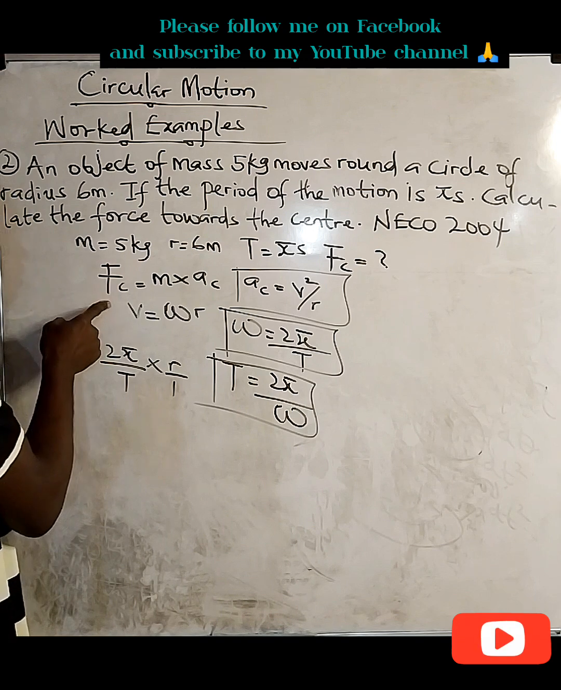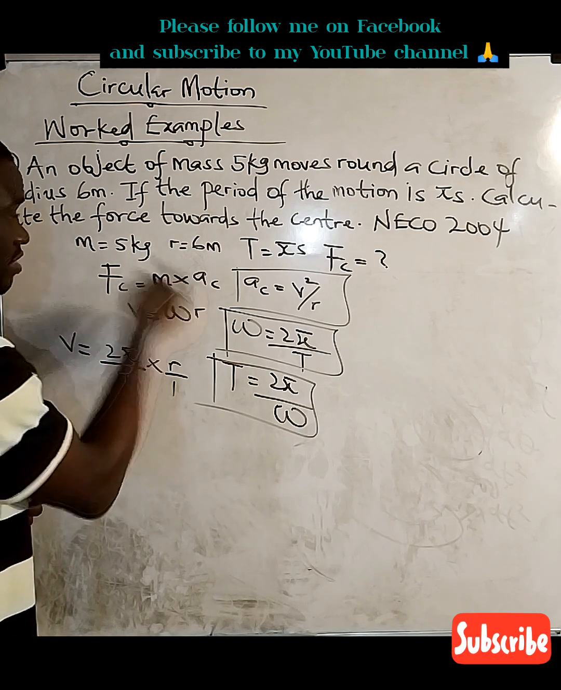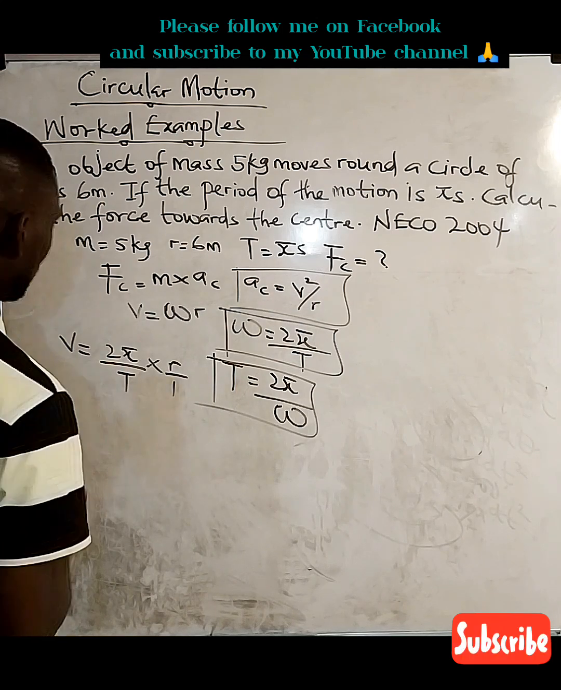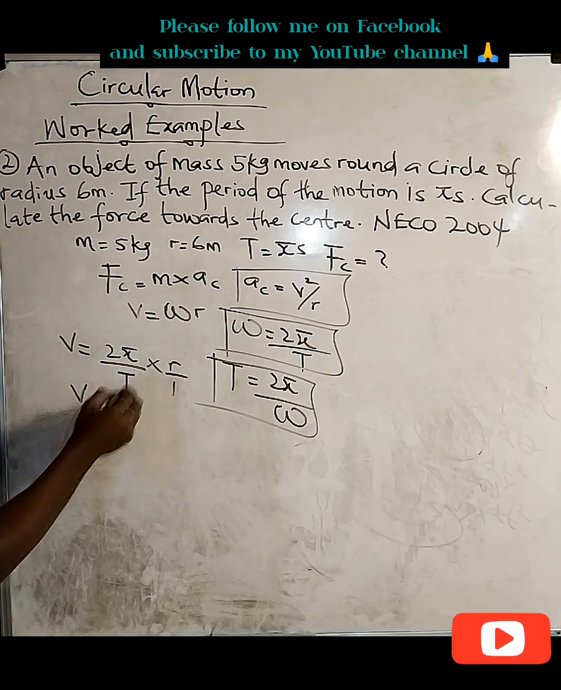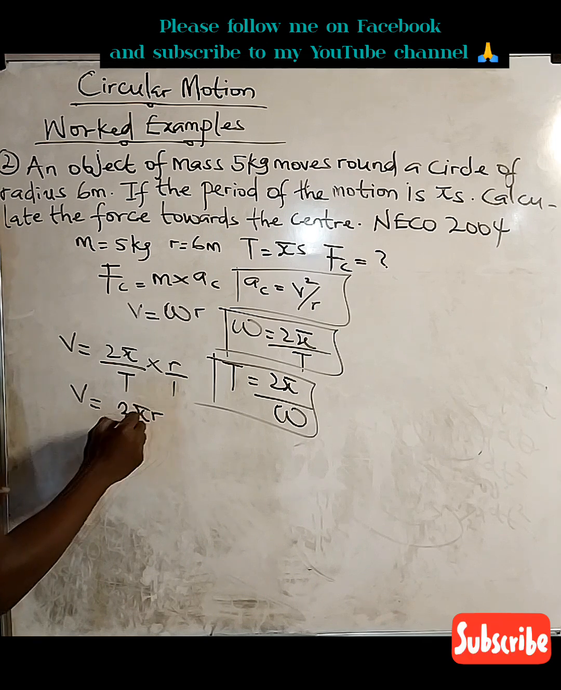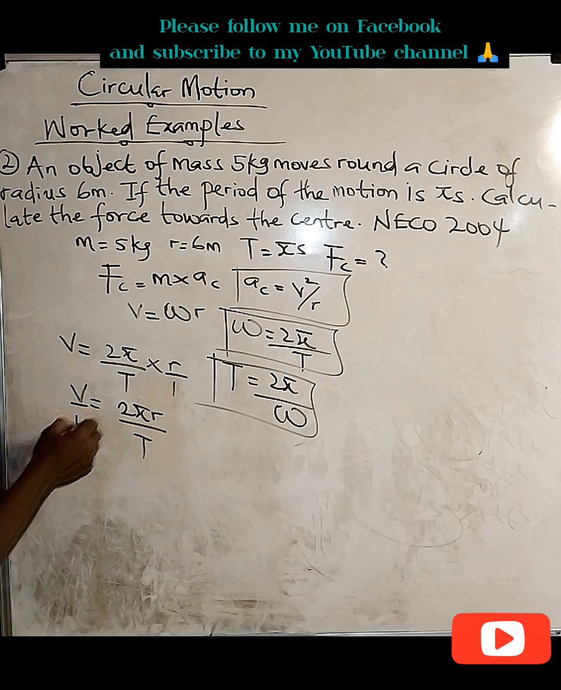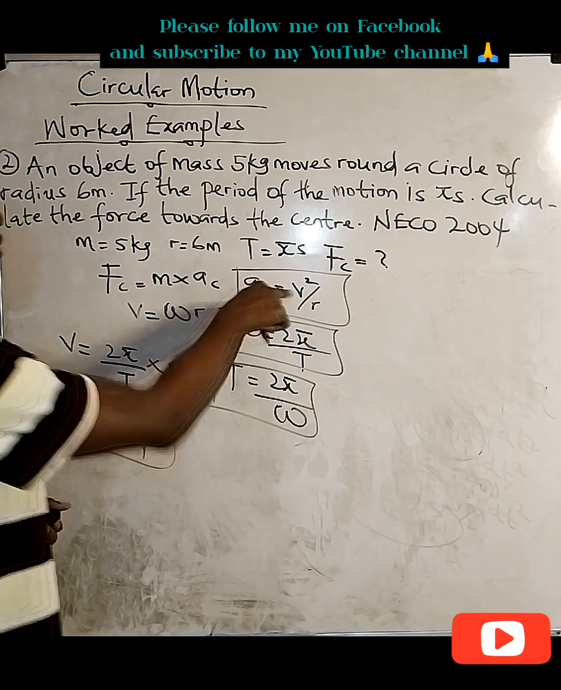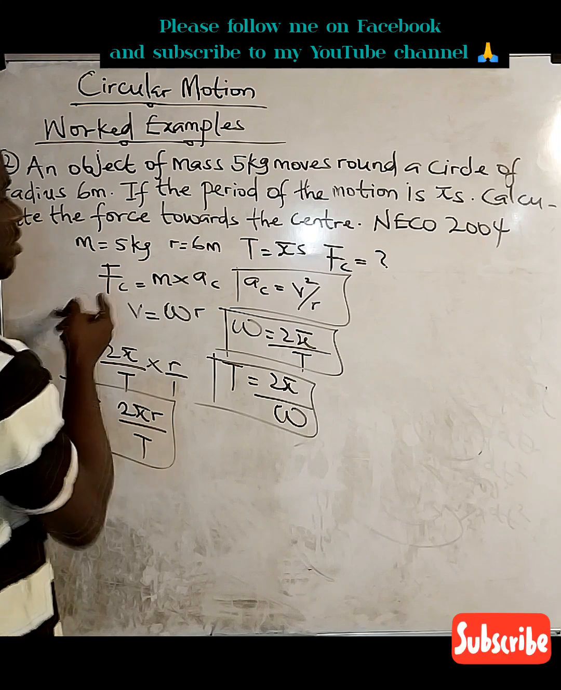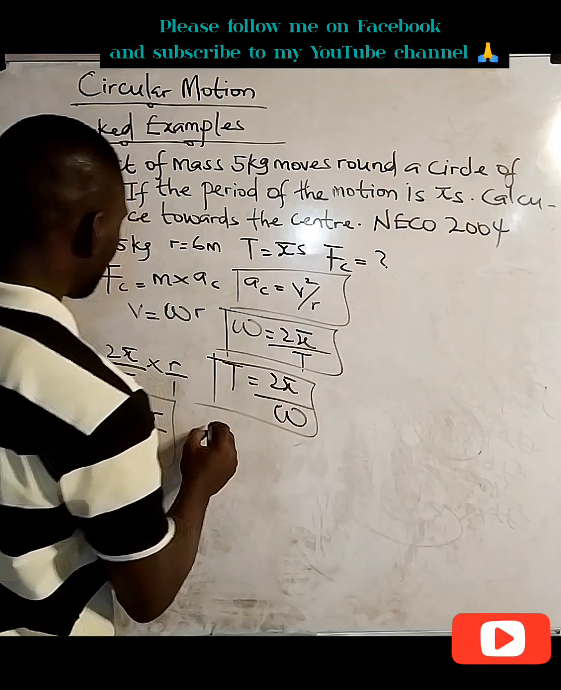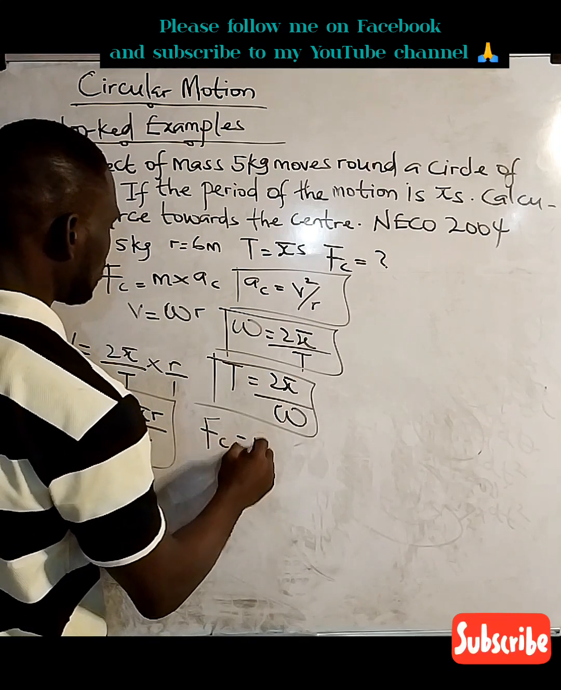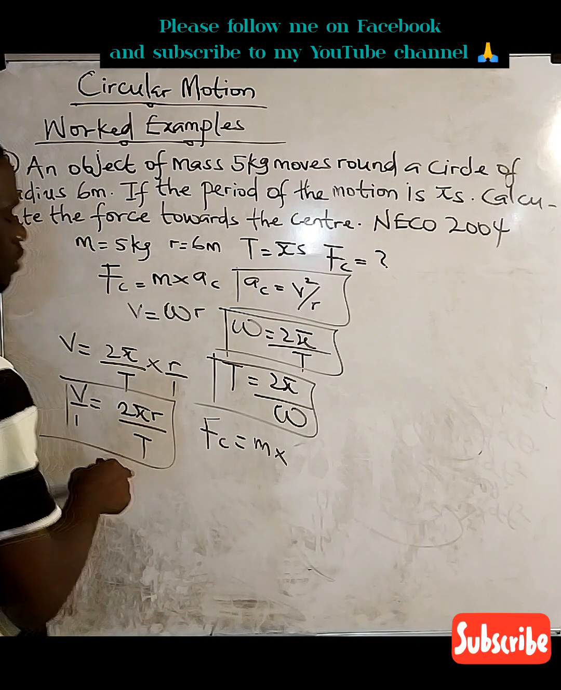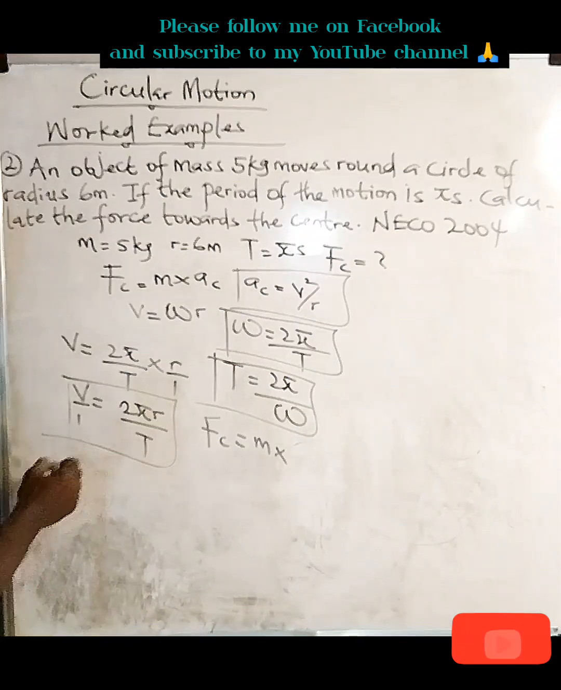The centripetal force is mass times centripetal acceleration, and don't forget, this is velocity squared over r. So we're trying to get the velocity. We have v equals 2 pi radius over period. So I think we have what we are looking for already. The centripetal force will be mass times velocity squared over r, where the velocity is 2 pi radius over period. You can quickly solve for that here.